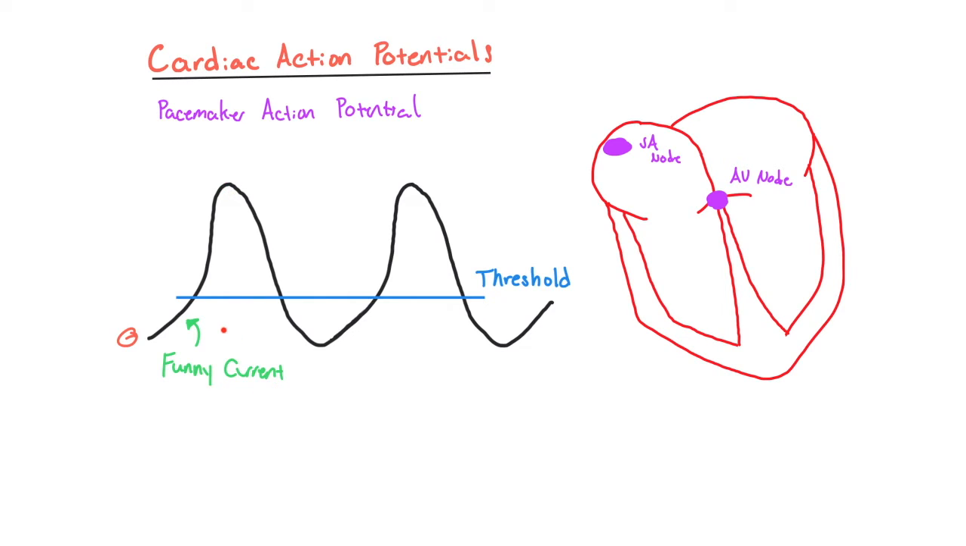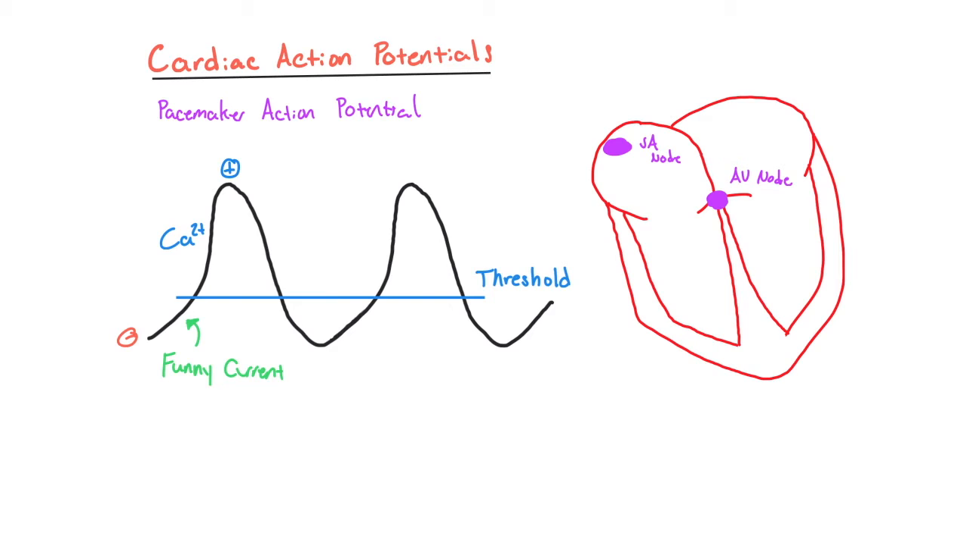Once the funny current has caused the cell to breach the threshold, a different type of channel will open up, known as the calcium channel. Now, this is very important to remember, as the calcium channel is mostly responsible for this phase 0 depolarization here on the action potential. This is something that is unique to the pacemaker cells that other cardiac cells do not have. So once the cell has depolarized, it has gone and reached its most positive point.